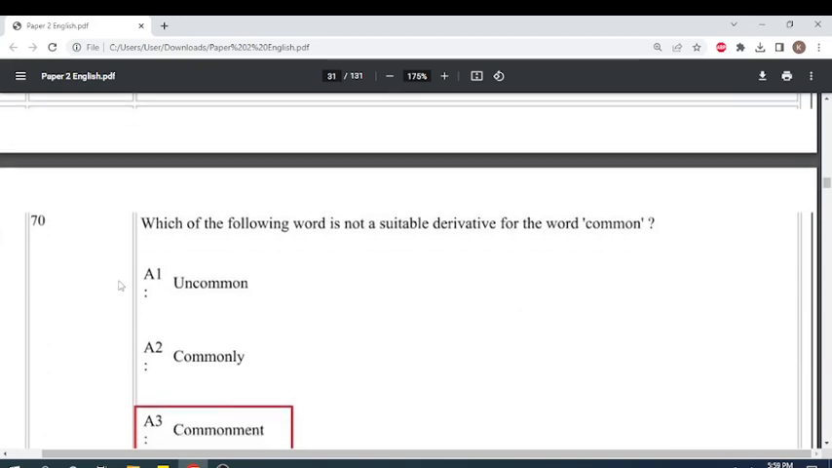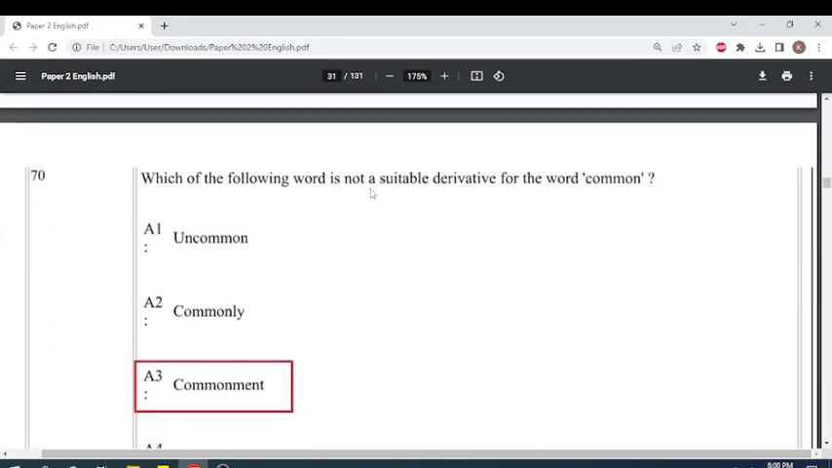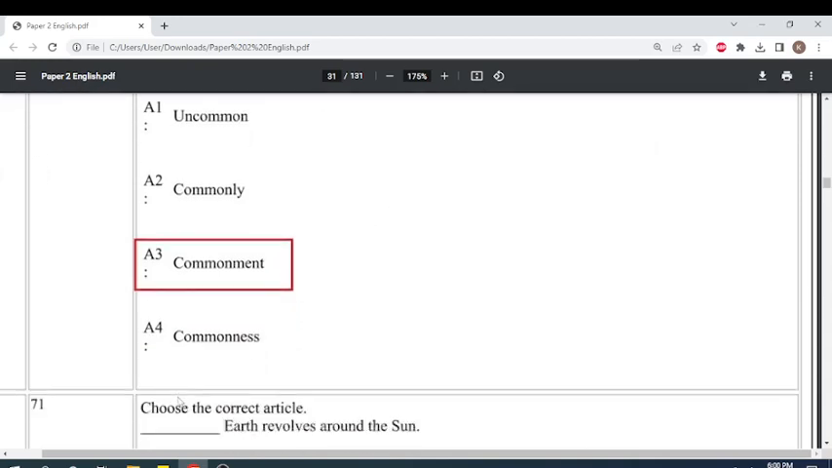70. Which of the following words is not a suitable derivative for the word common? Answer A3, commonment.